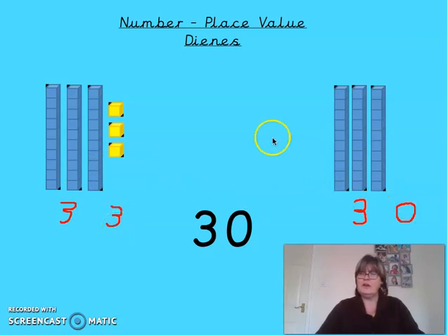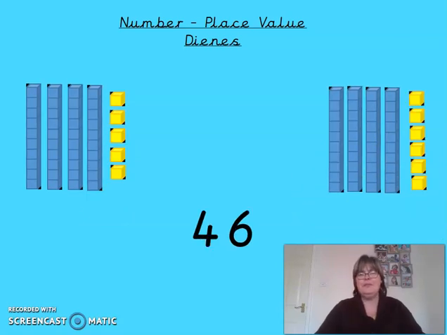So when we look at the ones column, which one is the biggest number? It's this one, isn't it? Because there are 3 ones. And on this one, there are no ones. So my biggest number, my greatest number, is this one, 33. And my smaller number, the one that's less, is 30. Okay, let's move on to the last slide.